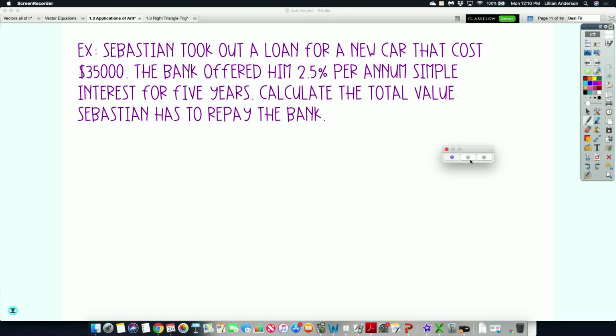Get down what's important. Get down what's important. Sebastian took out a loan for a new car that cost $35,000. The bank offered him 2.5% per annum simple interest for 5 years. Calculate the total value Sebastian has to repay the bank.